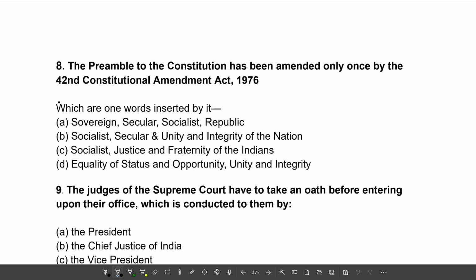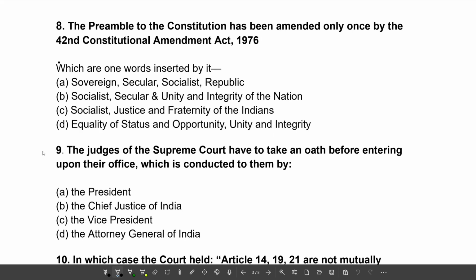Next question. The Preamble to the Constitution has been amended only once, by the 42nd Constitutional Amendment Act 1976. Which words were inserted by it? Option A, sovereign, secular, socialist, republic. Option B, socialist, secular, and unity and integrity of the nation. Option C, socialist, justice and fraternity of the Indians. Option D, equality of status and opportunity, unity and integrity. So the correct option will be option B, socialist, secular, and unity and integrity of the nation.